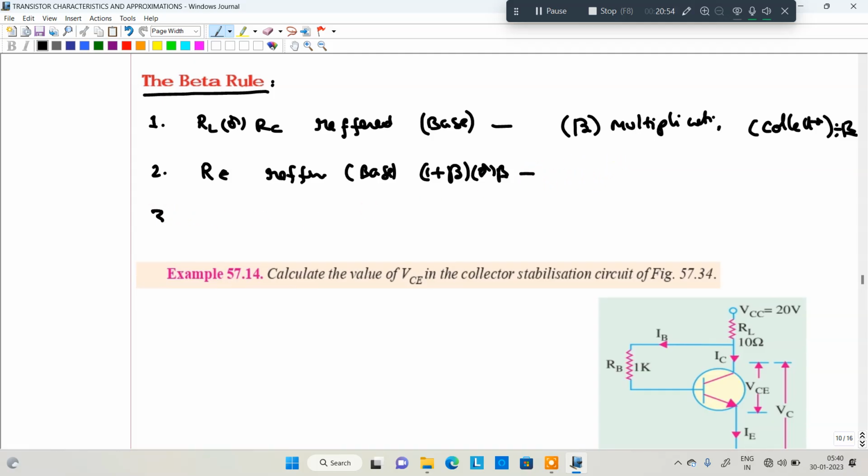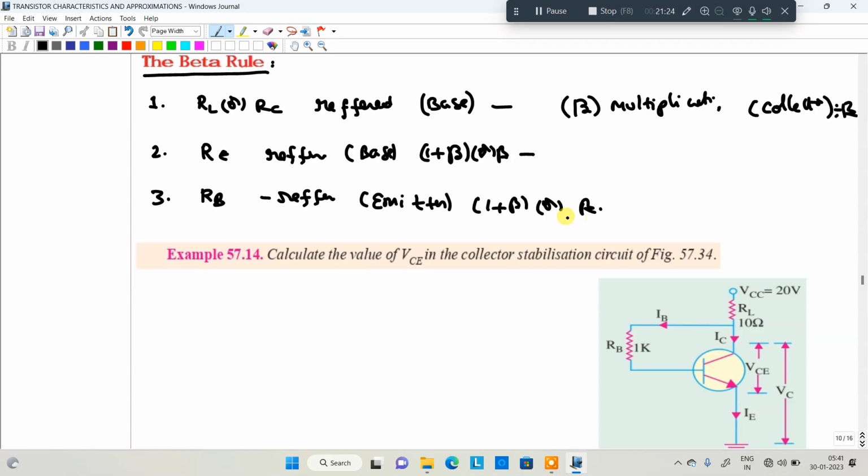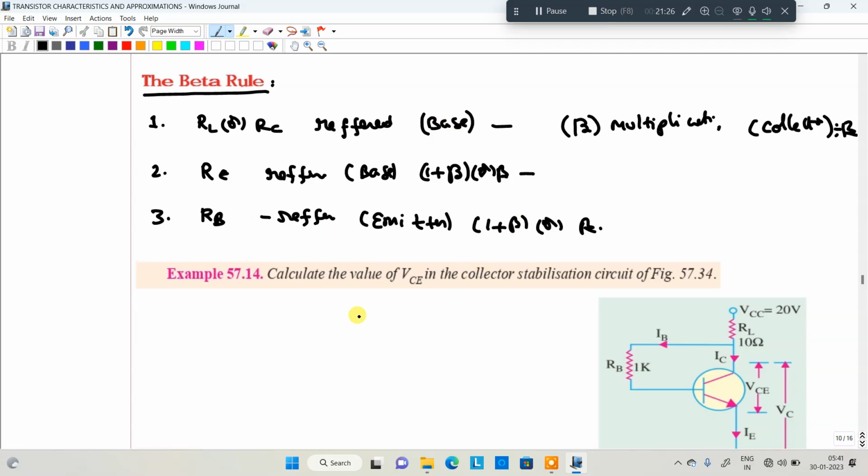Third one, similarly RB, that is the base resistance, referred to the emitter circuit, is multiplied by 1 plus beta or beta, based on the approximation you are taking. I will explain with the help of problems. You will get the idea. Just remember these concepts. So let us take these three conditions with the help of examples.